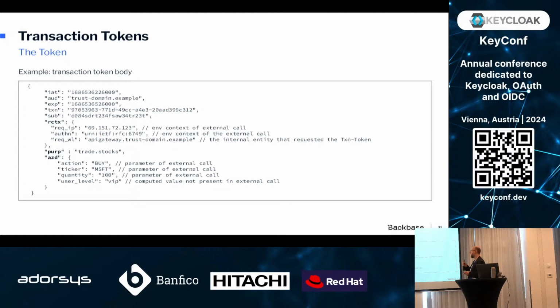There's the purpose claim, somewhat similar to the scope, like a coarse-grained authorization, and the AZD claim that contains fine-grained authorization.